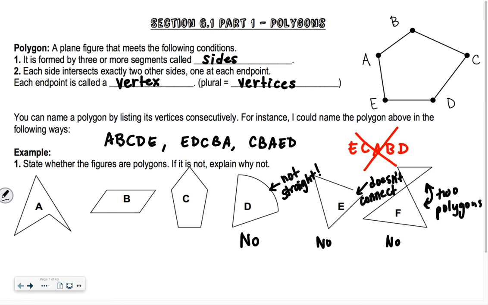All right, but these other ones are. So A is, B is, and C is. And polygons, yes.